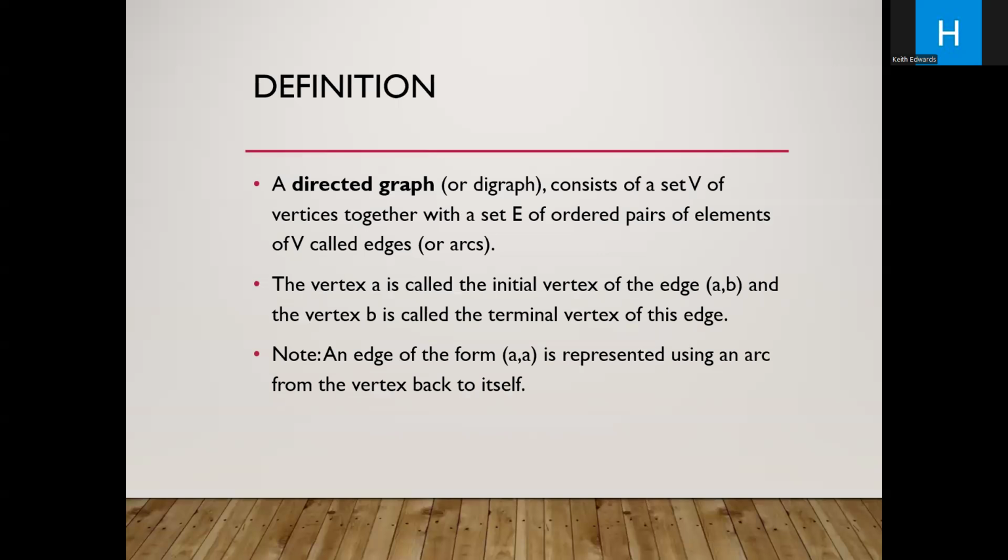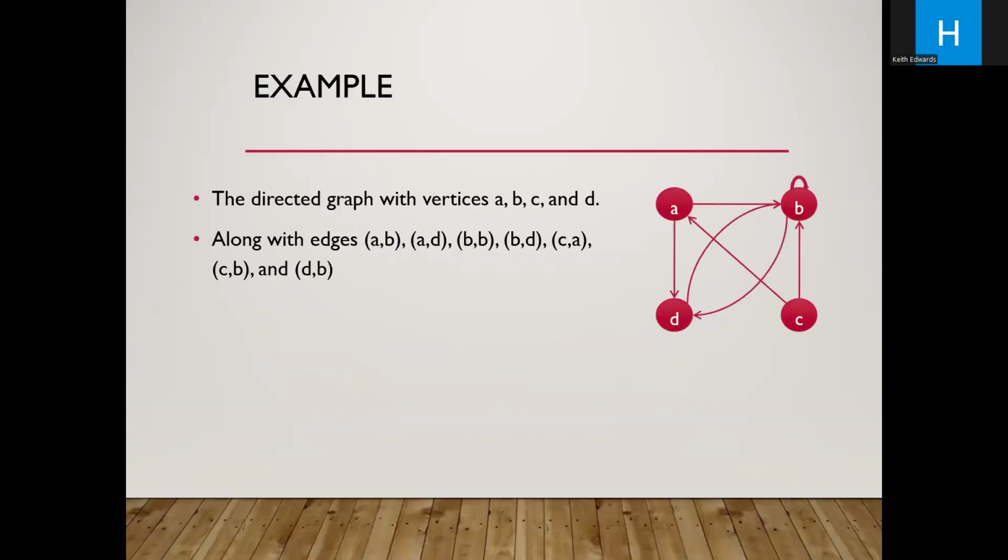The vertex A is called the initial vertex of the edge AB, and B is called the terminal vertex of this edge. And note there's a lot of terminology in graph theory, and a lot of it changes depending on what text you're using. We're going to get into graph theory a little bit later in CS241. An edge of the form AA is represented using an arc from the vertex back to itself.